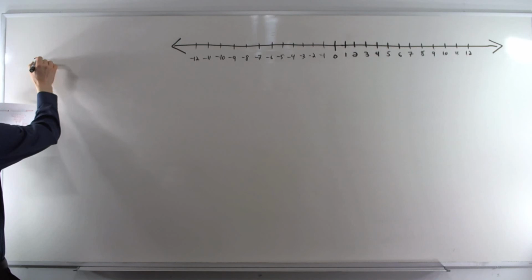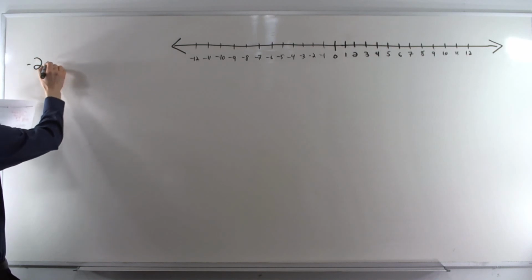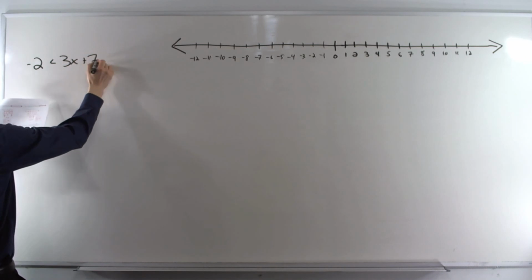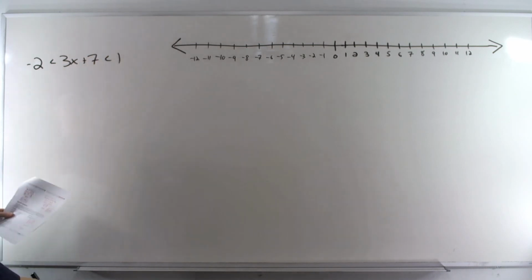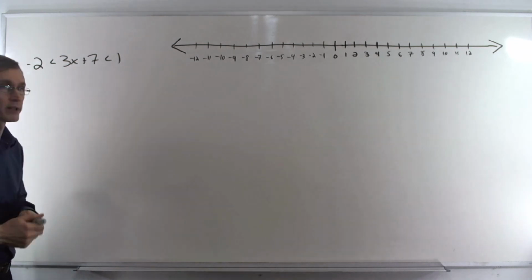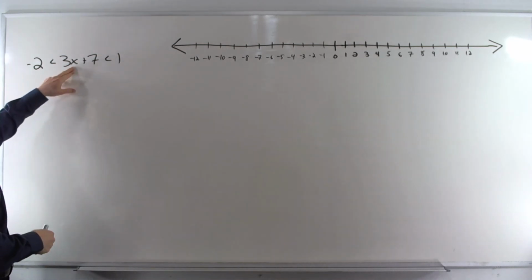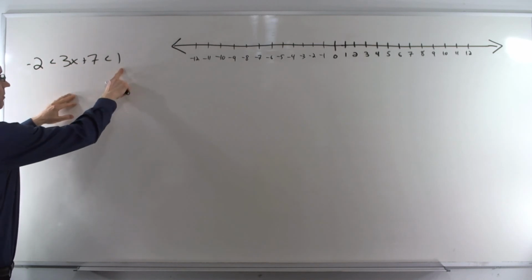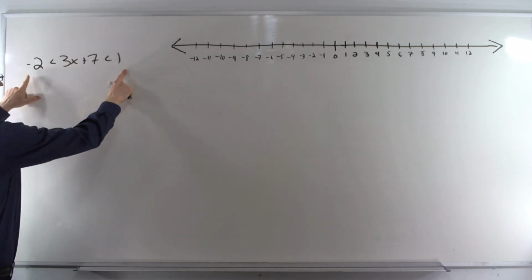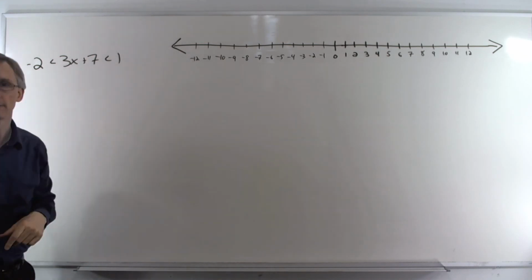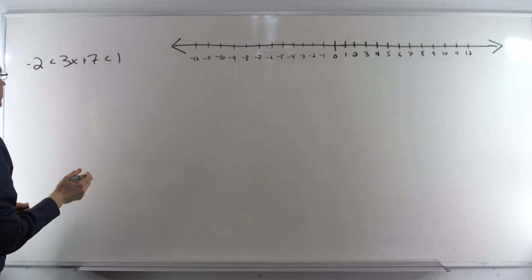Now we're going to solve and graph negative 2 less than 3x plus 7 less than 1. So when we're solving these, the goal is to get x by itself. X is going to be in the middle part here, and then we're going to end up with some number out here and some number out here. These will be the boundaries for the solution set. So let's see what those boundaries are.